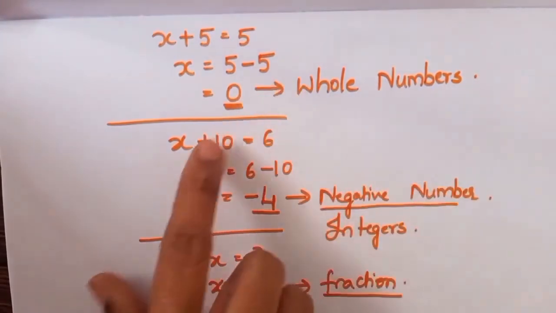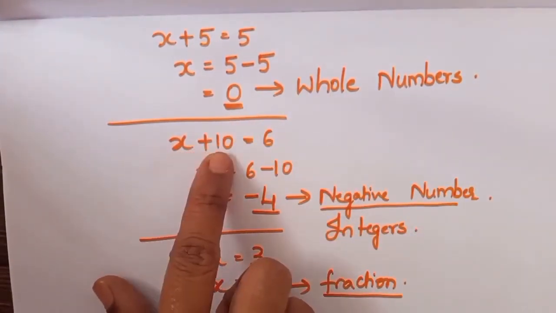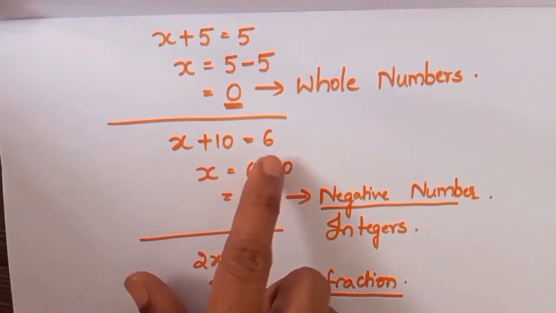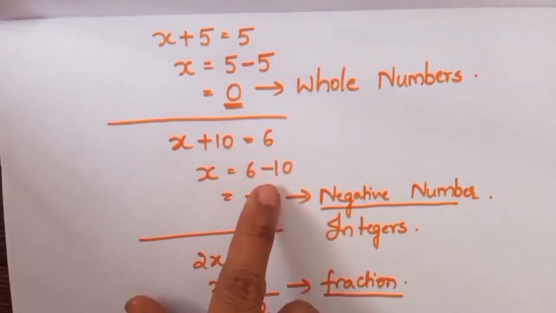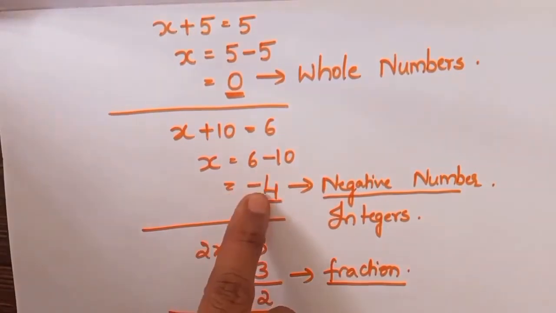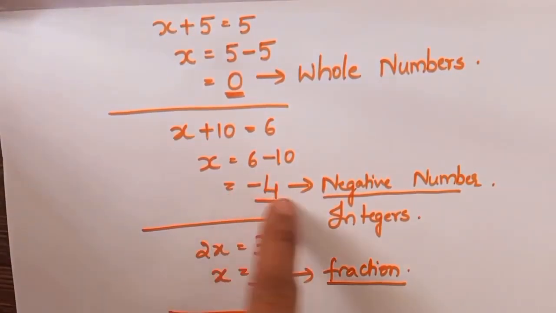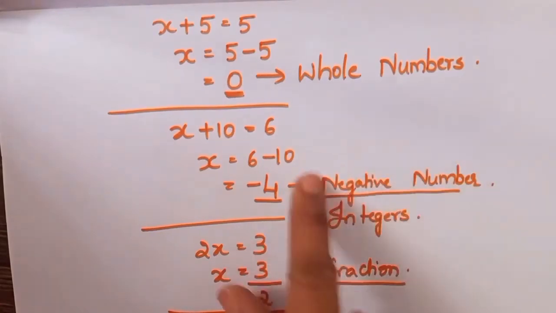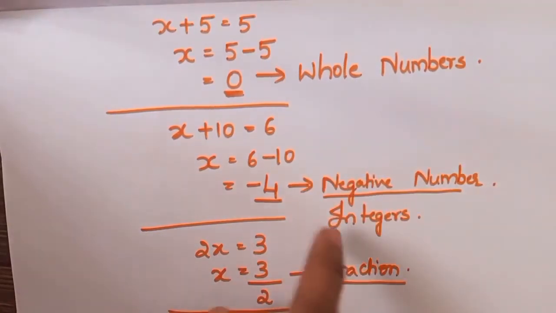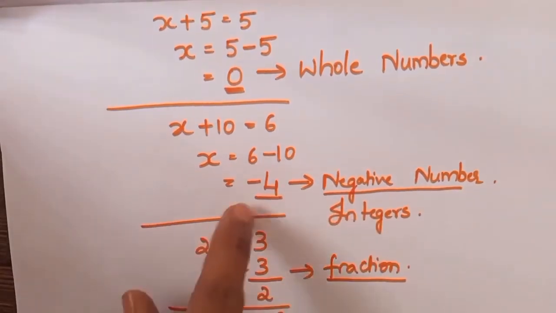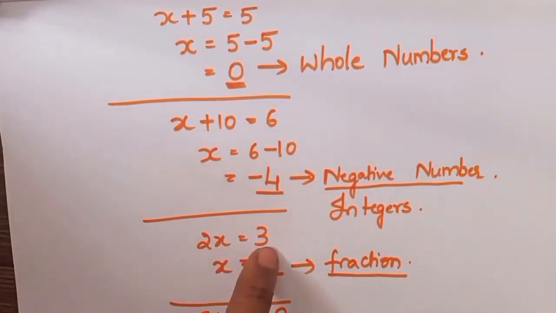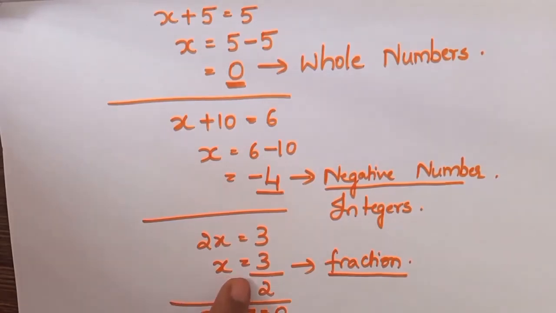If we take another equation, x plus 10 is equal to 6, then x will be 6 minus 10. This plus 10 goes to that side and becomes minus 10. Then we get the answer as minus 4. What is this minus 4? It's a negative number. All the negative numbers come under integers. So it's an integer. Next comes our equation 2x is equal to 3, where x is equal to 3 by 2. What is 3 by 2? 3 by 2 is a fraction. Both the numerator and the denominator are whole numbers here. So we can always call 3 by 2 a fraction.